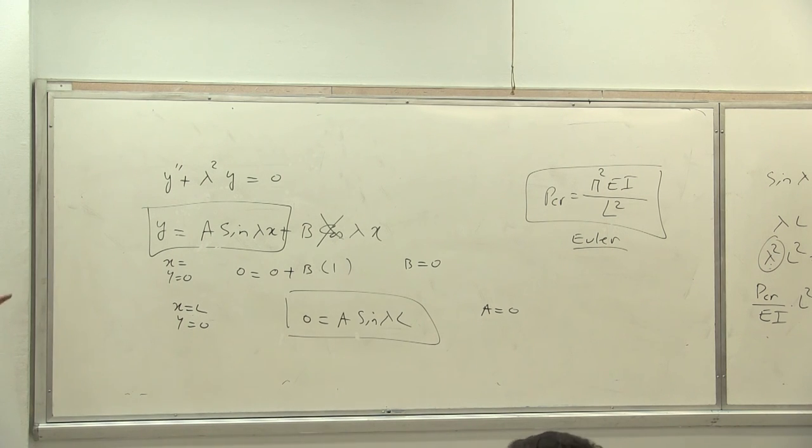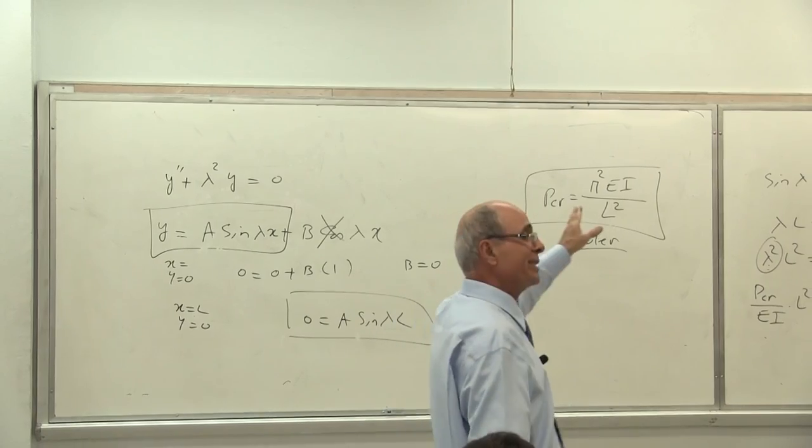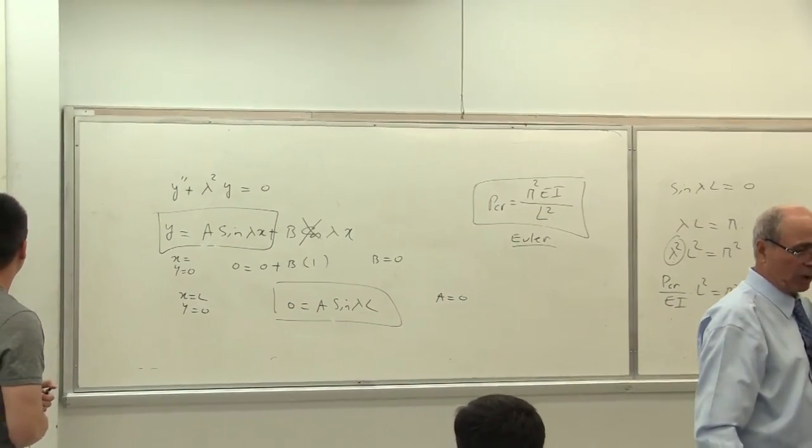So that's the Euler formula. That's the P critical. We have to see whether the P that we are applying is less than that or over that. If it is less than that, then it is crushing. If it is more than that, it's buckling. Yes.